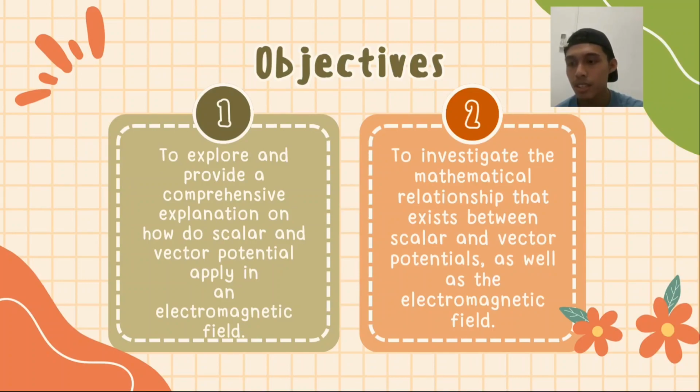Okay, firstly for the objective, to explore and provide a comprehensive explanation on how do scalar and vector potential apply in an electromagnetic field, which means how do we apply scalar and vector and what use of them in the real life. Secondly, to investigate the mathematical relationship that exists between scalar and vector potential as well as the electromagnetic field, which means we do calculation on how do we use scalar and vector potentials as well as the electromagnetic field.